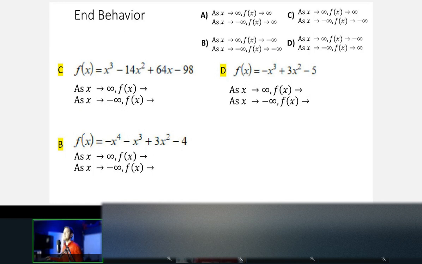Now, on your test, they may not present it as A, B, C, or D. They may actually have you fill in this blank, right? So make sure you know how to go from this to actually fill in the blanks here.